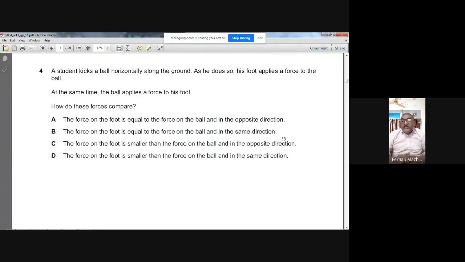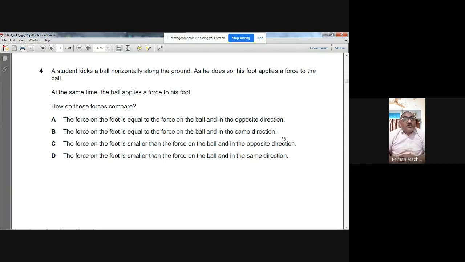So you see this is a pair of Newton's third law of motion. These two forces apply on different bodies, they have opposite direction, and they are equal in magnitude. They are equal in magnitude and opposite in direction, plus they act on different bodies. The force on the foot is equal to the force on the ball and in the opposite direction. That's right.